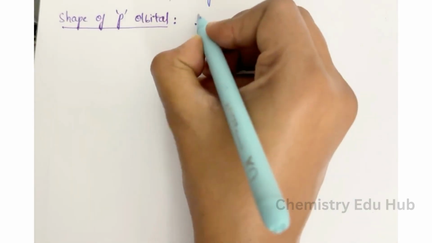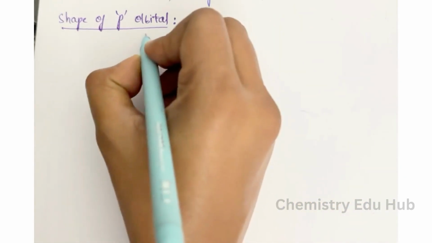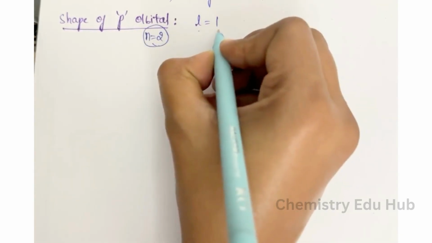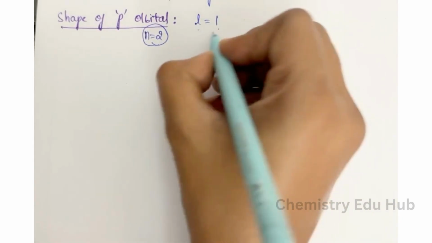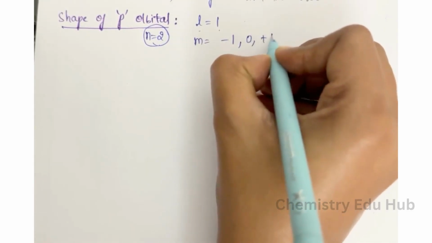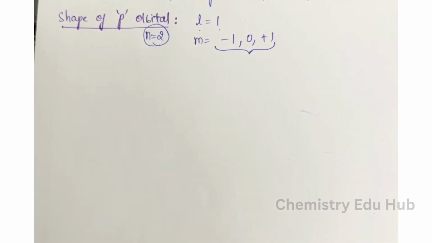So for a p orbital, the L value starts with 1. So L value is 1 because the n has to be 2. N is 2, L has to be 1 for p orbital. So then what will be the m values? It will be -1, 0, +1. That means the p orbital can be distributed in 3 different orientations.